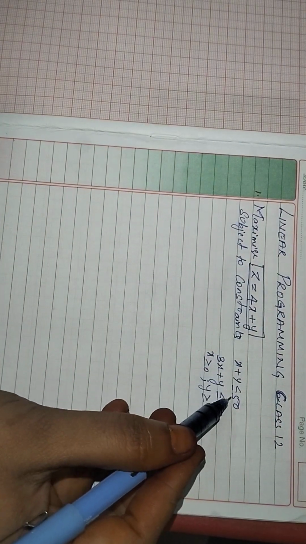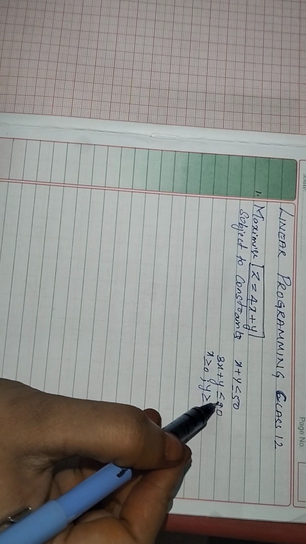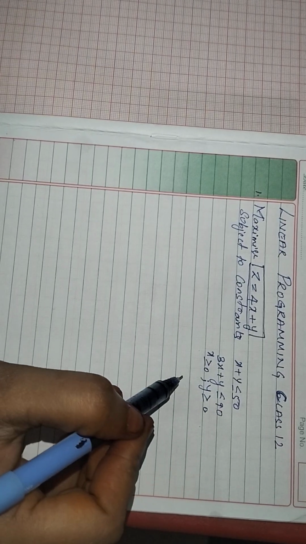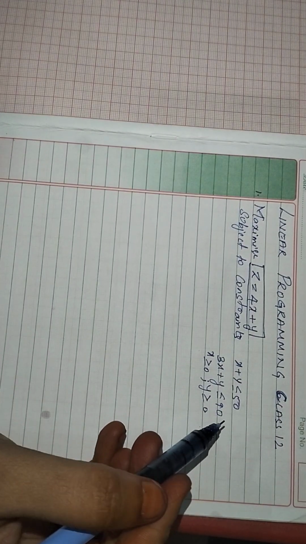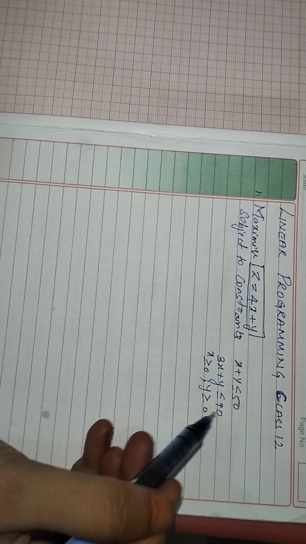So what are the constraints here? x plus y less than or equal to 50, 3x plus y less than or equal to 90, and the non-negative constraints, x greater than or equal to 0, y greater than or equal to 0. Let us first analyze the given question.